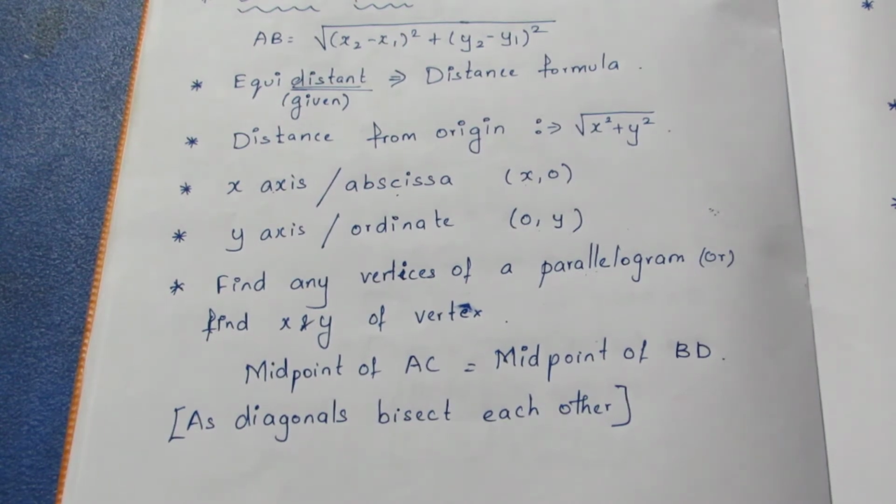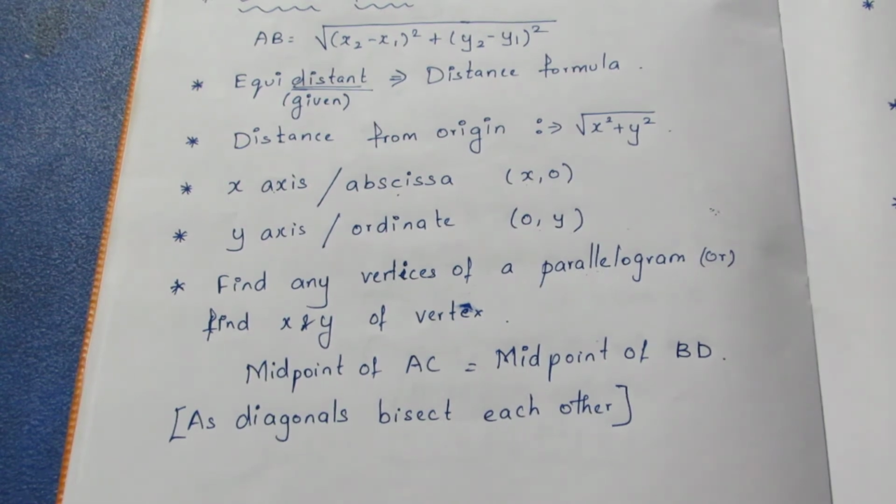In a square, in a rectangle, in a parallelogram and a rhombus, diagonals bisect each other. So for a parallelogram, remember that if any number is missing, and all the other vertices are given, then we need to use the midpoint of AC is equal to the midpoint of BD.